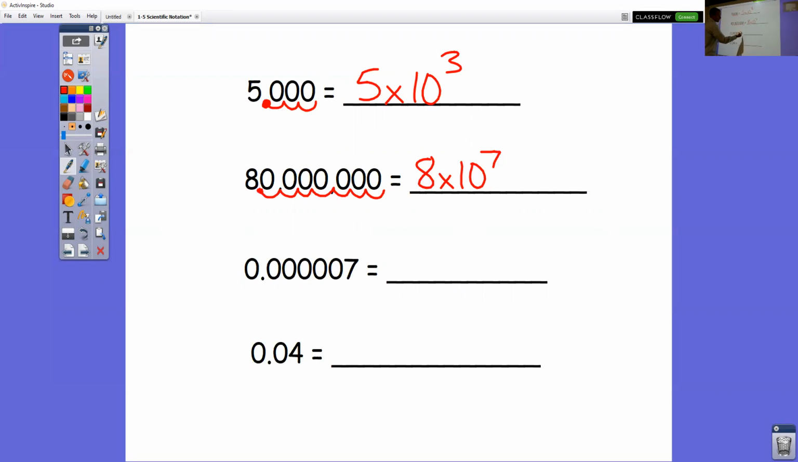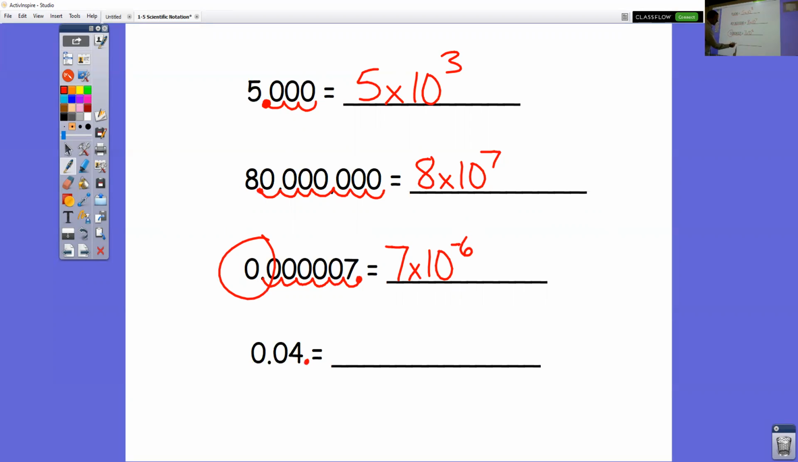0.000007. Put a decimal point after your first non-zero number. Write that number down in front of the times 10. 1, 2, 3, 4, 5, 6 places to get back to our original decimal point. But our exponent is not a 6. Our exponent has to be a -6 because our original decimal started off with 0.